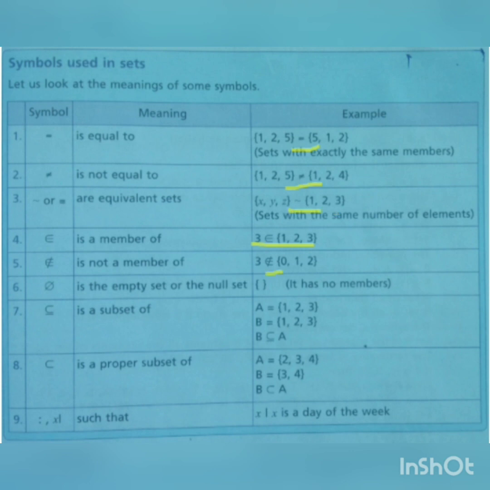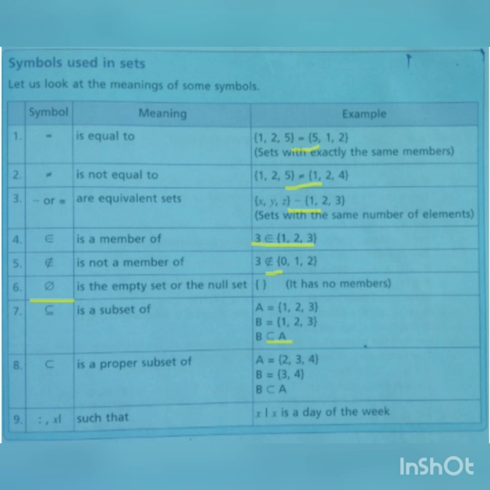Next is the symbol for the empty set or the null set. Students, in the example you can see that a set is represented, but in this set there is no element, so it is called an empty set or null set, which has no element. We use this symbol to represent the empty set. The seventh point is subset of. In an example you can see that A is equal to the set {1, 2, 3}, B is equal to {1, 2, 3}. All the elements of set B are also present in set A, so we can say that B is a subset of A and use this symbol.